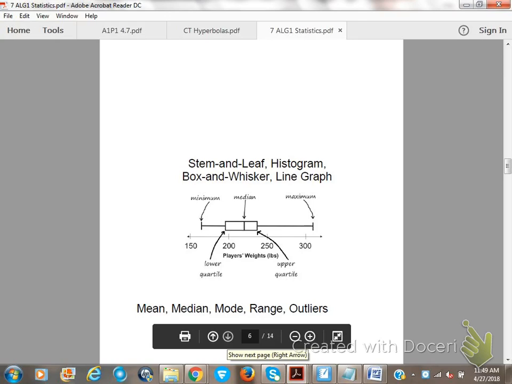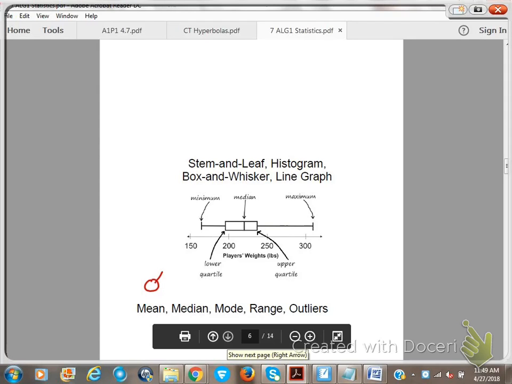Does anything on there tell us what the mean is? No. If you're given a box and whisker plot, you can't figure out the mean because you don't have the data. So for this one, the mean would be, we have no idea, no solution.